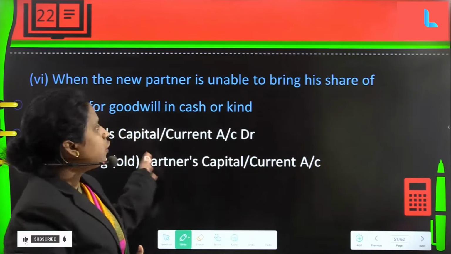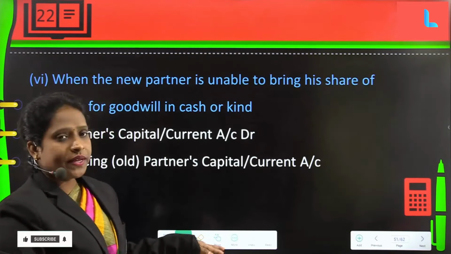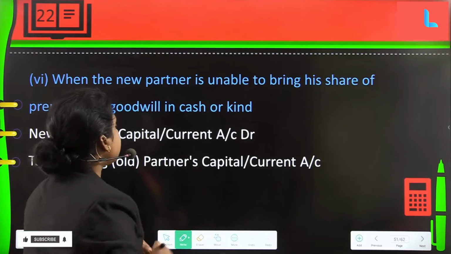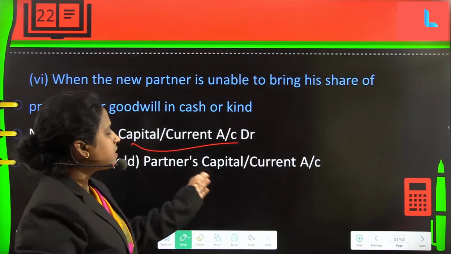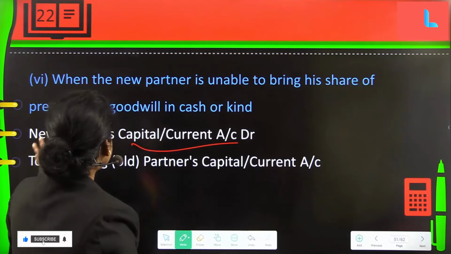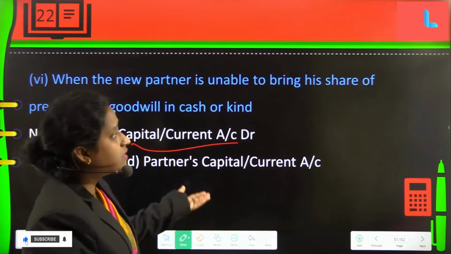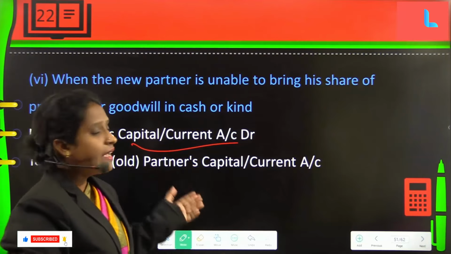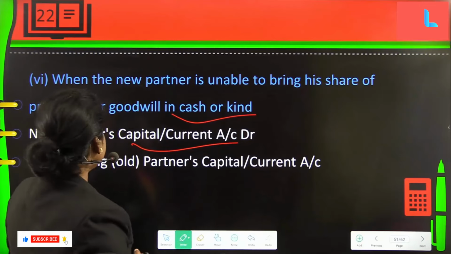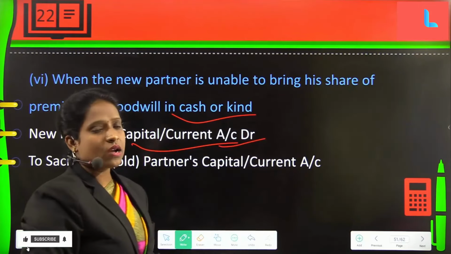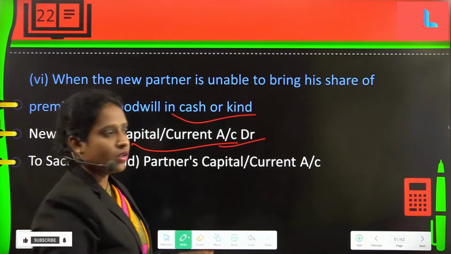Then when the new partner is unable to bring his share of premium for goodwill in cash or kind, the entry is new partner's capital or current account debtor to sacrificing partner's capital or current account. So the situation is where the new partner is unable to bring his share of premium for goodwill in terms of cash or kind. At that point of time, the entry would be new partner's capital or current account debtor to sacrificing partner's capital or current account.